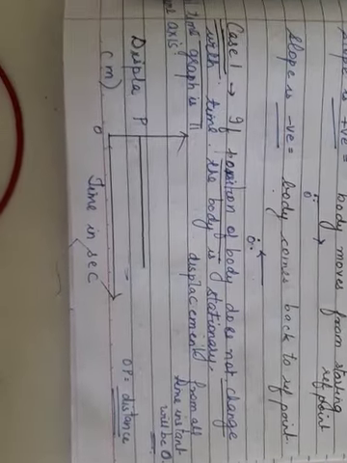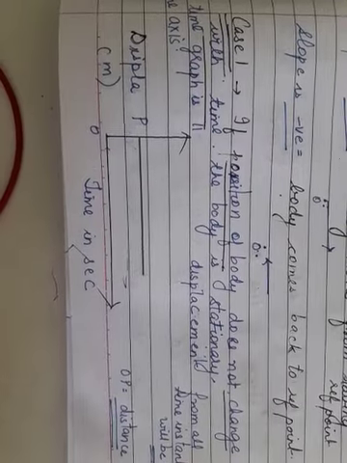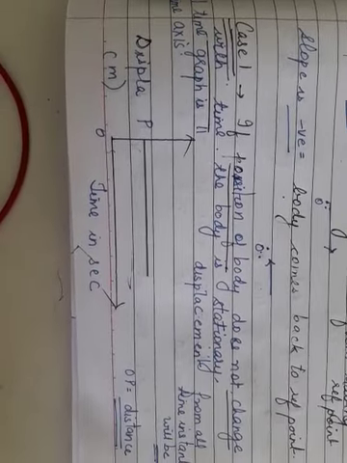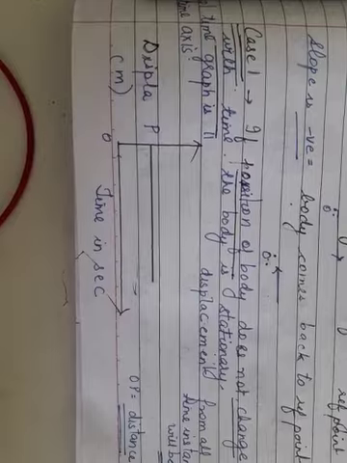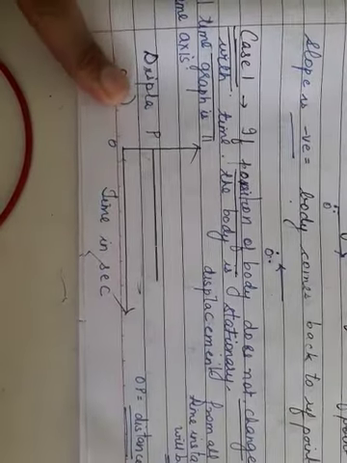Now let us go to the other case. I hope this is clear with everyone. The position of the body is not changing with time when the body is stationary, and the displacement measured will be whatever value is given over here. Now let us go to the second case.